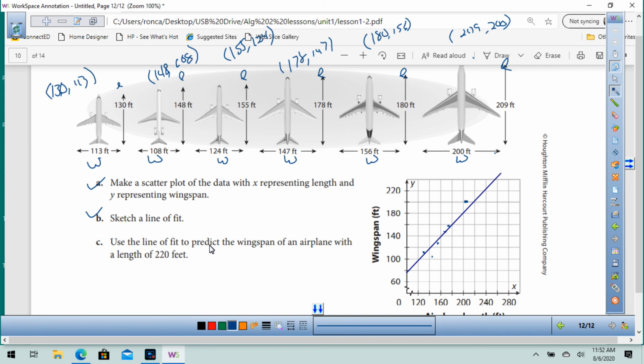Now, use a line of fit to predict the wingspan of an airplane with a length of 220. So that's 220. And we're going to say that would be about right in here. And we're going to estimate, let's see, that's going to be 180, 200, that's 220. We'll say 205 feet. Okay? And this is just all estimation. We'll also learn how to do it with the calculator and get a much more precise number.